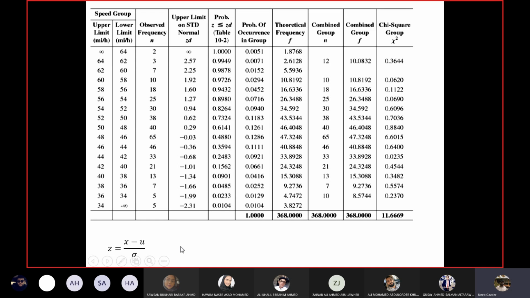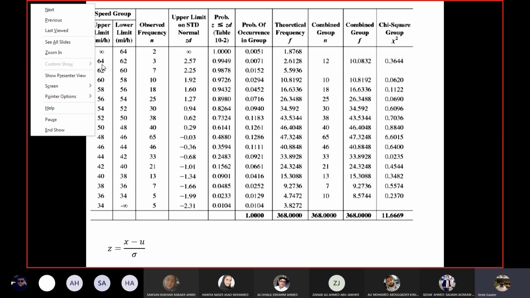So for example, the first group has an upper limit of infinity. Anything plus, minus, multiply, or divide with infinity is infinity. So for the first group, you don't have to worry. You don't have to do any calculation. It will remain infinity, because plus, minus, multiply, divide doesn't make any difference. I'll start the calculation from the second group. Second group, upper limit is 64.